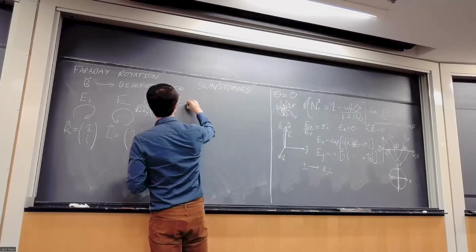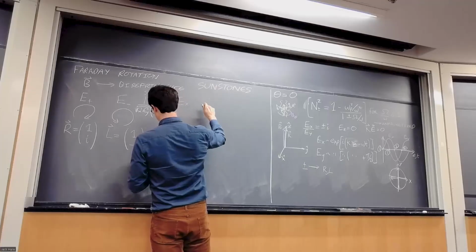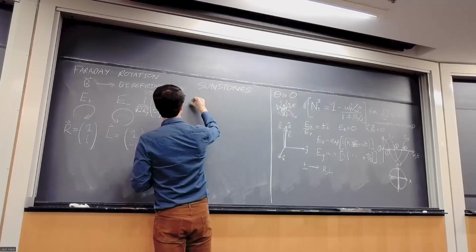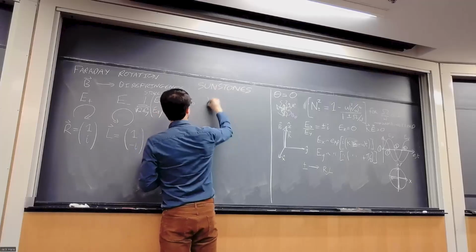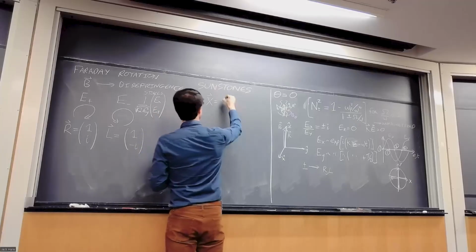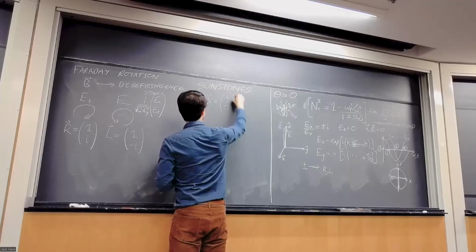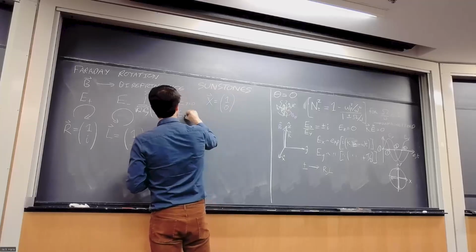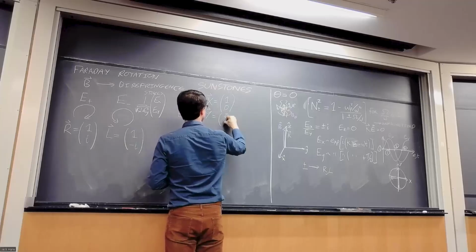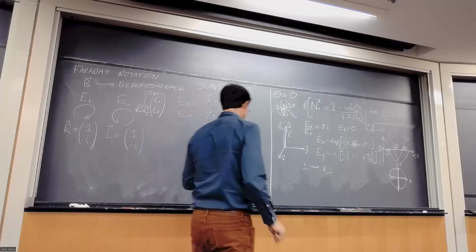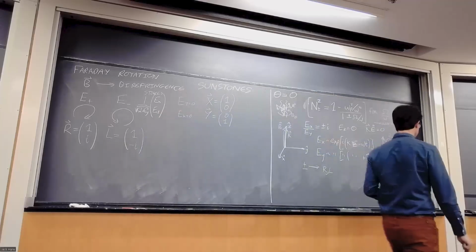So if we were polarized entirely in the x direction here, so Ey equals 0, this would be the vector x, and that would be equal to 1, 0. And if we have x equal to 0, this would be the vector capital Y, this would be equal to 0, 1, like that. Now, there are two modes inside the plasma.